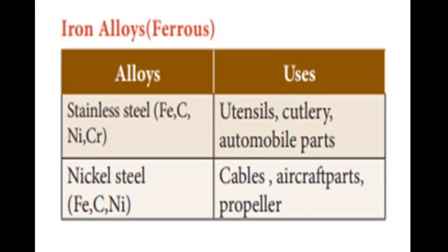Last, iron alloys. These are ferrous alloys. Examples: stainless steel and nickel steel. The mixture of Fe, C, Ni and Cr, that is iron, carbon, nickel and chromium, is called stainless steel. Uses of stainless steel: to make utensils, cutlery and automobile parts.